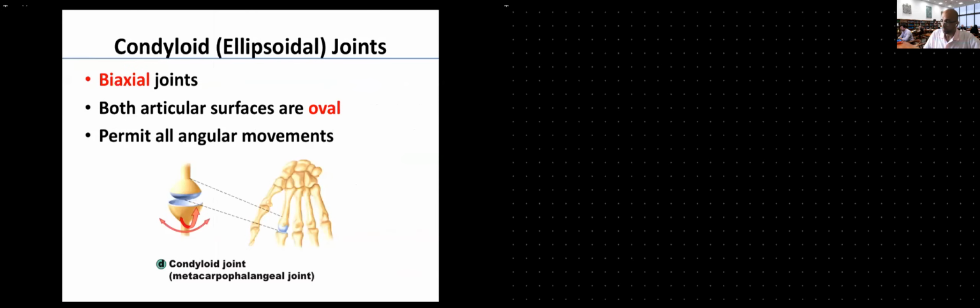Moving on to the condyloid joint. In the condyloid joint, I have one convex surface that will articulate with one concave surface like this. Like the articulation between the phalanx and the metacarpal bone.